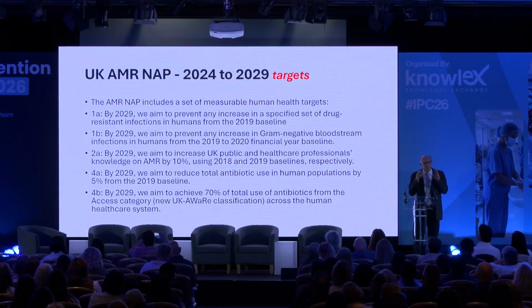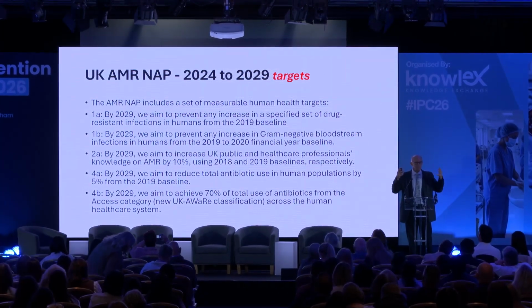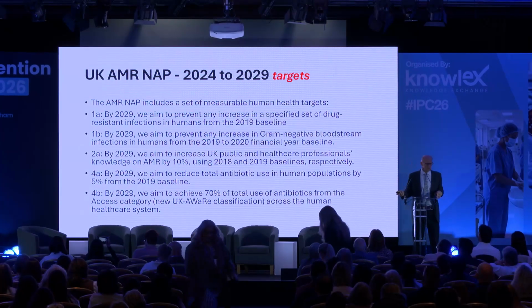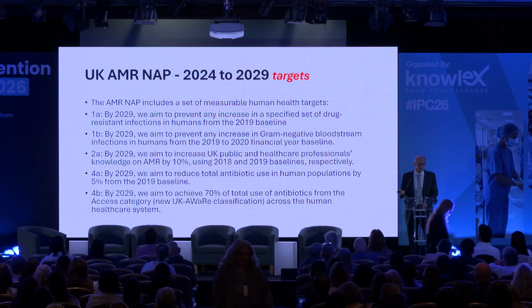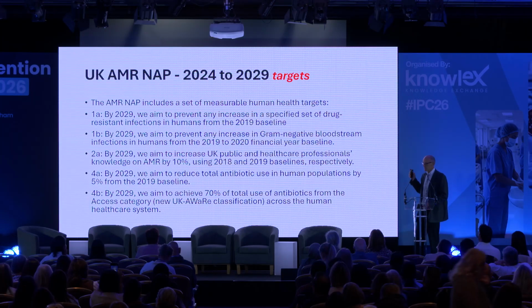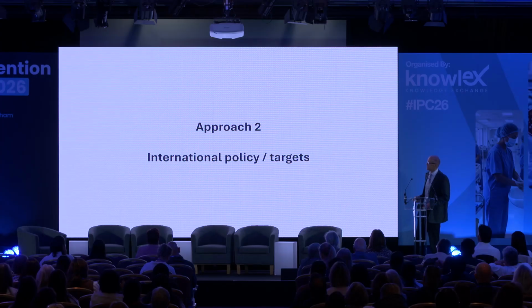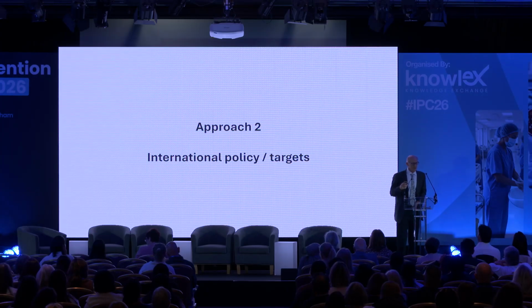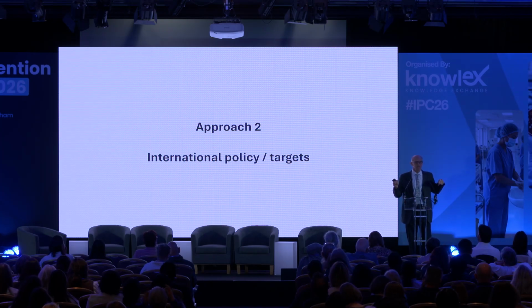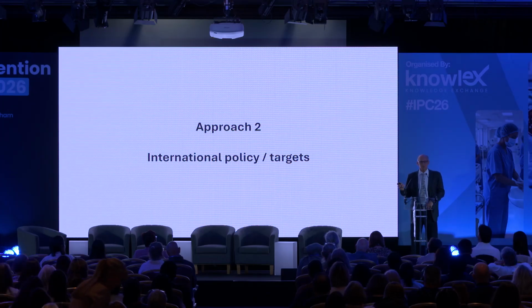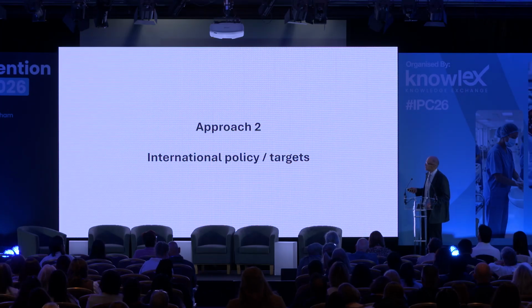And so, some of them will resonate with you because you know about gram-negative bloodstream infection targets and the need to control antibiotic use and so on. The detail doesn't matter. This is just telling you about national policy. But national policy is in a state of transition. I'm going to come back to, right at the end, towards where it is transitioning to, which will be, I think, of some interest to you.